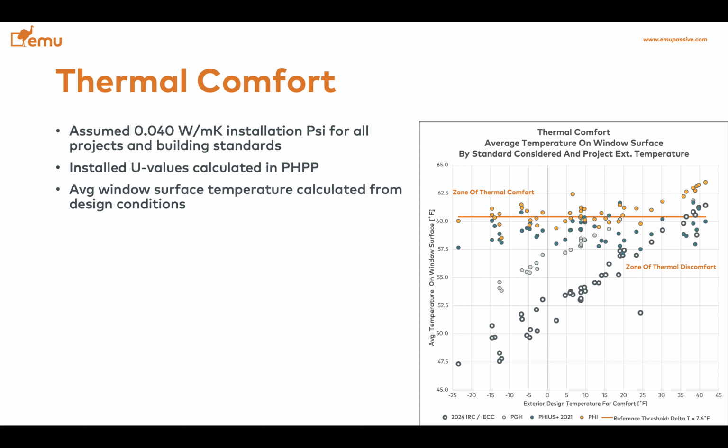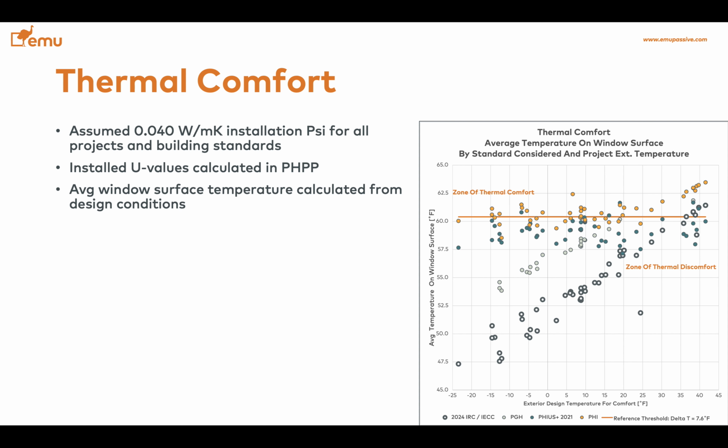Again, we have 50 different projects ranging from Florida and Texas all the way to 10,000 feet of elevation in Colorado. Each dot in this graph shows the calculated average temperature on the interior surface of the window based on the project-specific design temperature, as well as the U values that each standard mandates that we saw in the previous slide. You see that both PHI and Fuse follow the same principle. The orange horizontal line shows the threshold to target for, where the temperature delta between the room average and the window surface is less than 7.6 degrees.